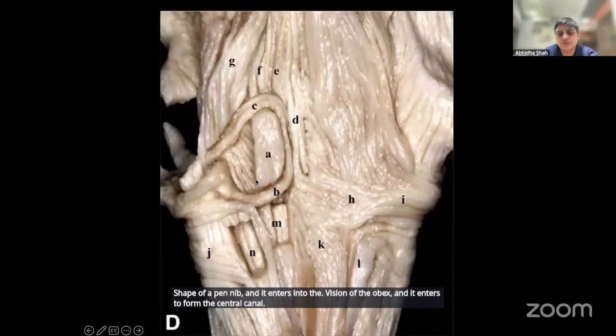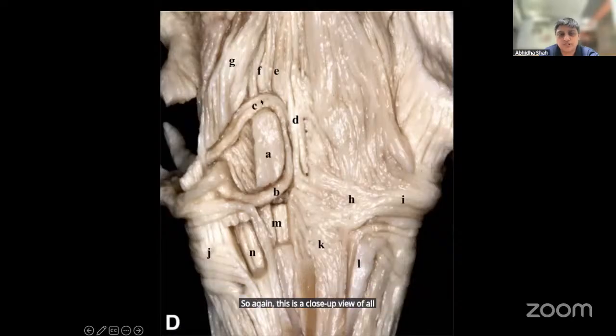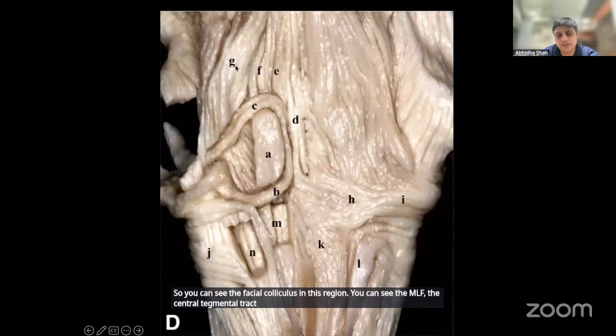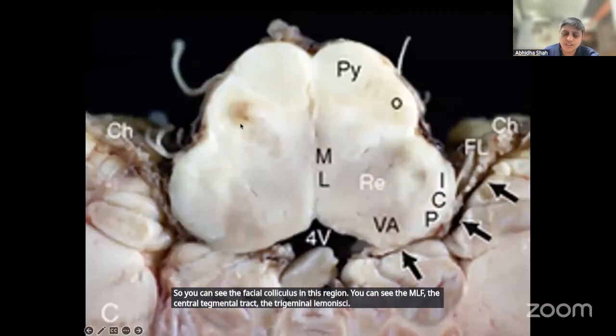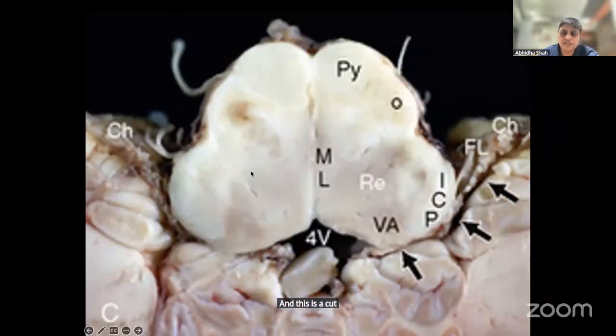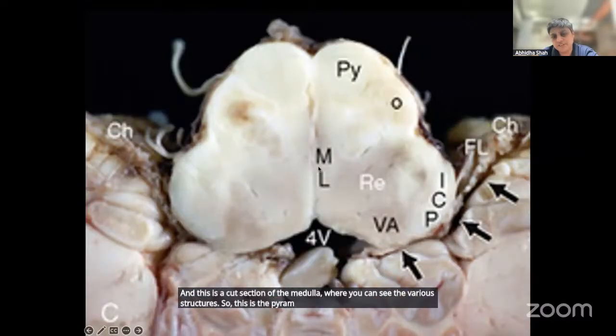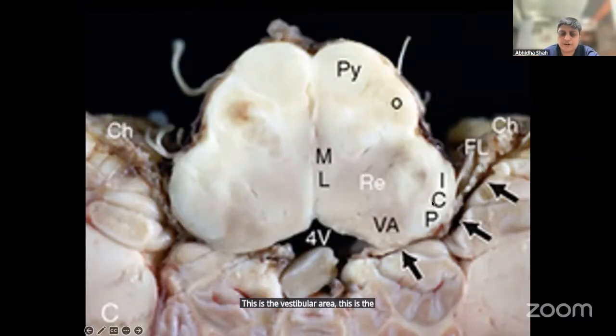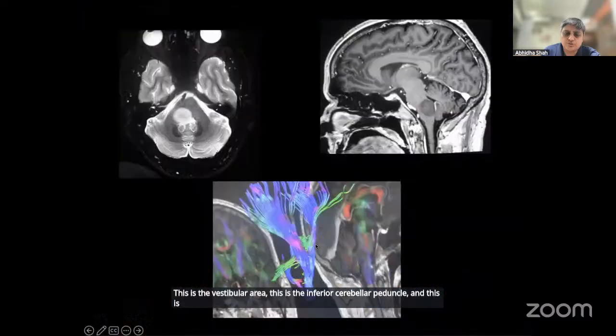Again, this is a close-up view of all the fibers that you can see now. You can see the facial colliculus in this region. You can see the MLF, the central tegmental tract, and the trigeminal lemnisci. This is a cut section of the medulla where you can see the various structures. This is the pyramids. The medial lemniscus, after its decussation, lies right here, just posterior to the pyramids. This is the vestibular area. This is the inferior cerebellar peduncle, and this is the region of the fourth ventricle.